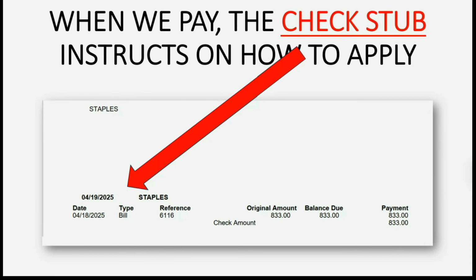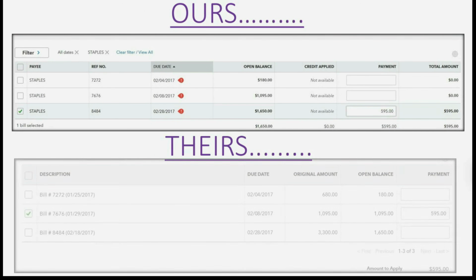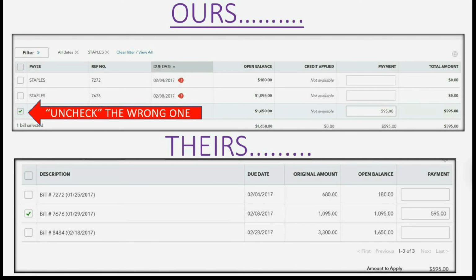And it would be the check stub when you do a bill payment that communicates to the vendor how we intend to apply it. They might have other ideas, and they might have the right under your agreement with them to apply it differently from what it says on the check stub. And if they're the ones that are right, we have to fix it and make it the same as theirs. So when we look at this, ours compared to theirs, what we would have to do is uncheck the wrong one and recheck the correct one.